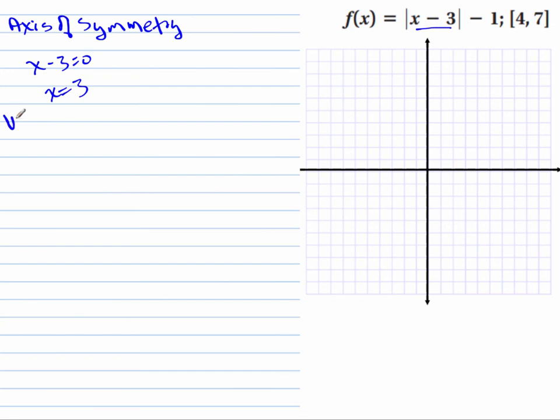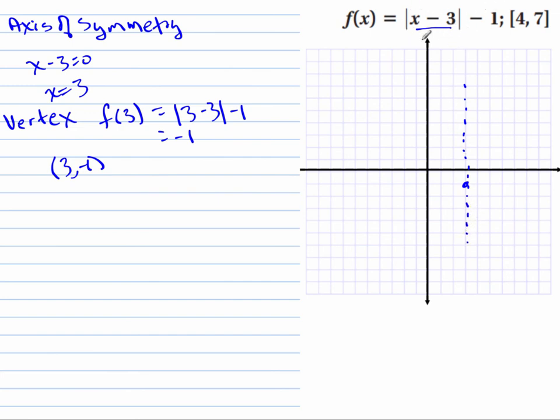So to find the vertex, I take this point right here, and I evaluate f at 3. So this is the absolute value of 3 minus 3, so that's 0, minus 1. So this is -1. So my vertex is at 3, -1. 1, 2, 3, -1. And I have an axis of symmetry at x equals 3.